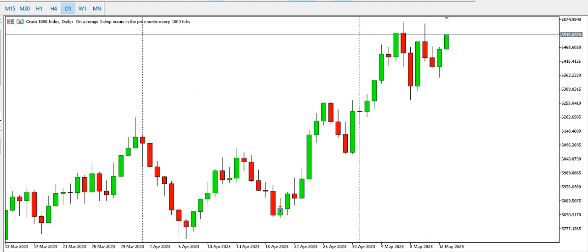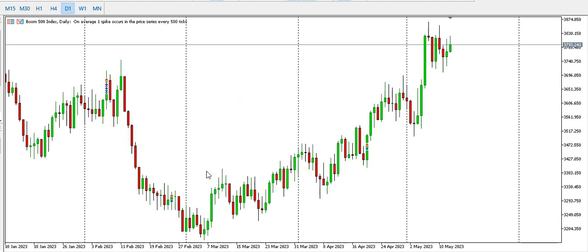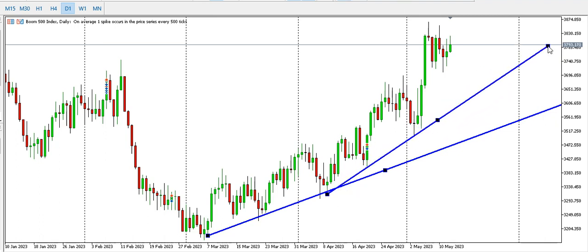Okay, on the smaller time frames, let's look at Boom 1000 index. This is the daily time frame, and price is also bullish. Price is bullish, and we have a bullish structure in place, and it is respected.